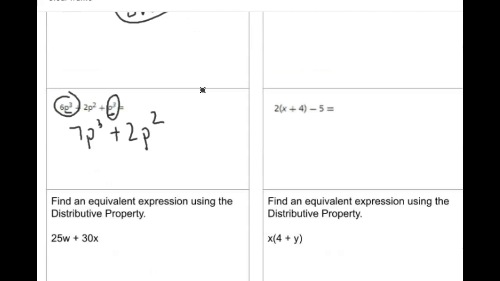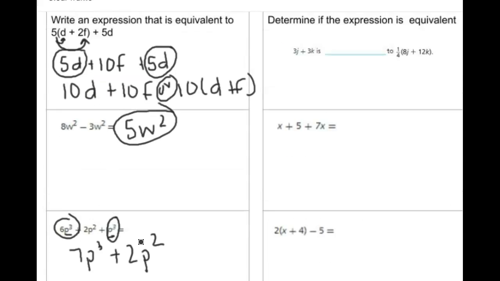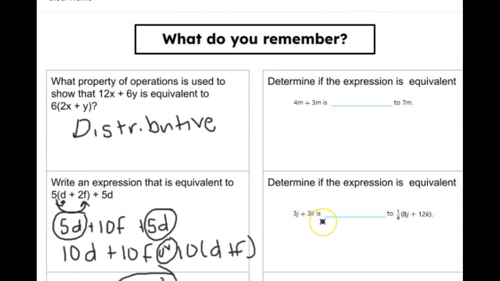Find an equivalent expression using the distributive property. So 25 and 30, I know 5 can go into both of those, so I'm going to put 5 on the outside. 5 times 5 is 25, and I'm going to add my w in. 5 times 6 is 30, and I'll add my x back onto it. So that is our answer for that one. Let me scroll back up to the top.